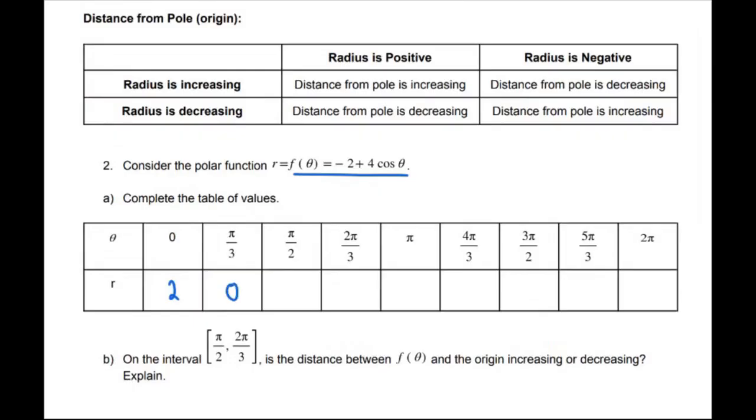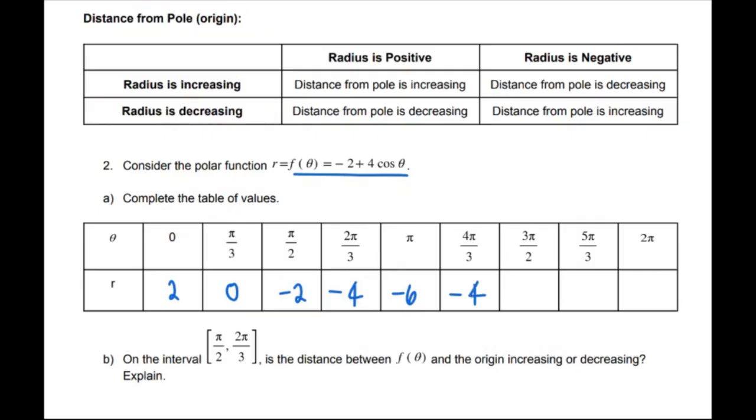If I were to keep going, pi over 2, so cosine pi over 2 is 0, times 4 is 0, plus -2 is -2. 2/3 pi is in quadrant 2, but with a reference angle of 60 degrees, so that gives me -1/2 times 4, that's -2, plus -2, that's -4. Pi would be -1 comma 0, so the cosine would be -1. 4 times -1 is -4, plus -2, that's -6. 4 pi over 3 is a 60-degree reference angle in quadrant 3, so the x-coordinate's -1/2. 4 times -1/2 is -2, plus -2 is -4.